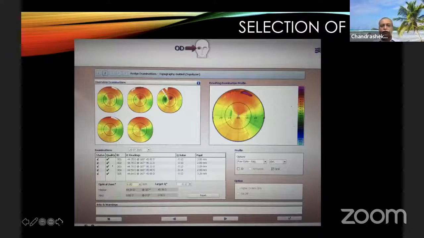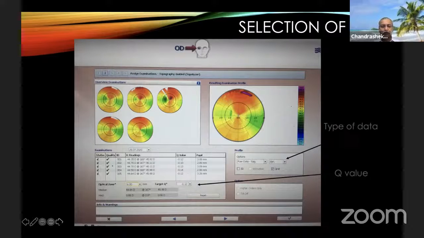So this is how you select the maps. First, you see whether you have raw sagittal data, and see that the Q is negative. You see that all the pupils are of almost similar size, or you can delete one of the readings. And then the quality of the data. Suppose some of them are red, you can decrease the optical zone, then many of them become green, and then you go ahead with this.